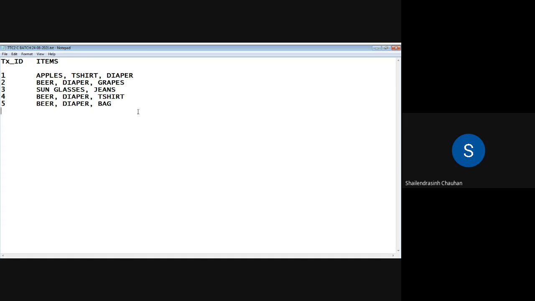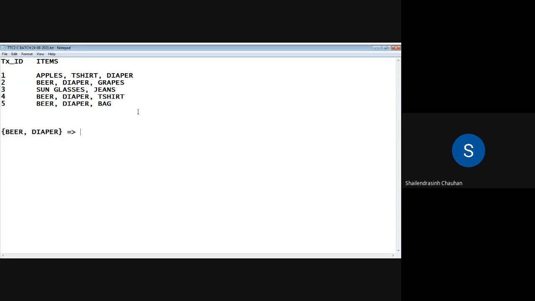Okay, so first of all, let us try to understand the concept. Let us say this is one transaction table and there is one item set, let us say beer and diaper. How can you find out the support for this item set?